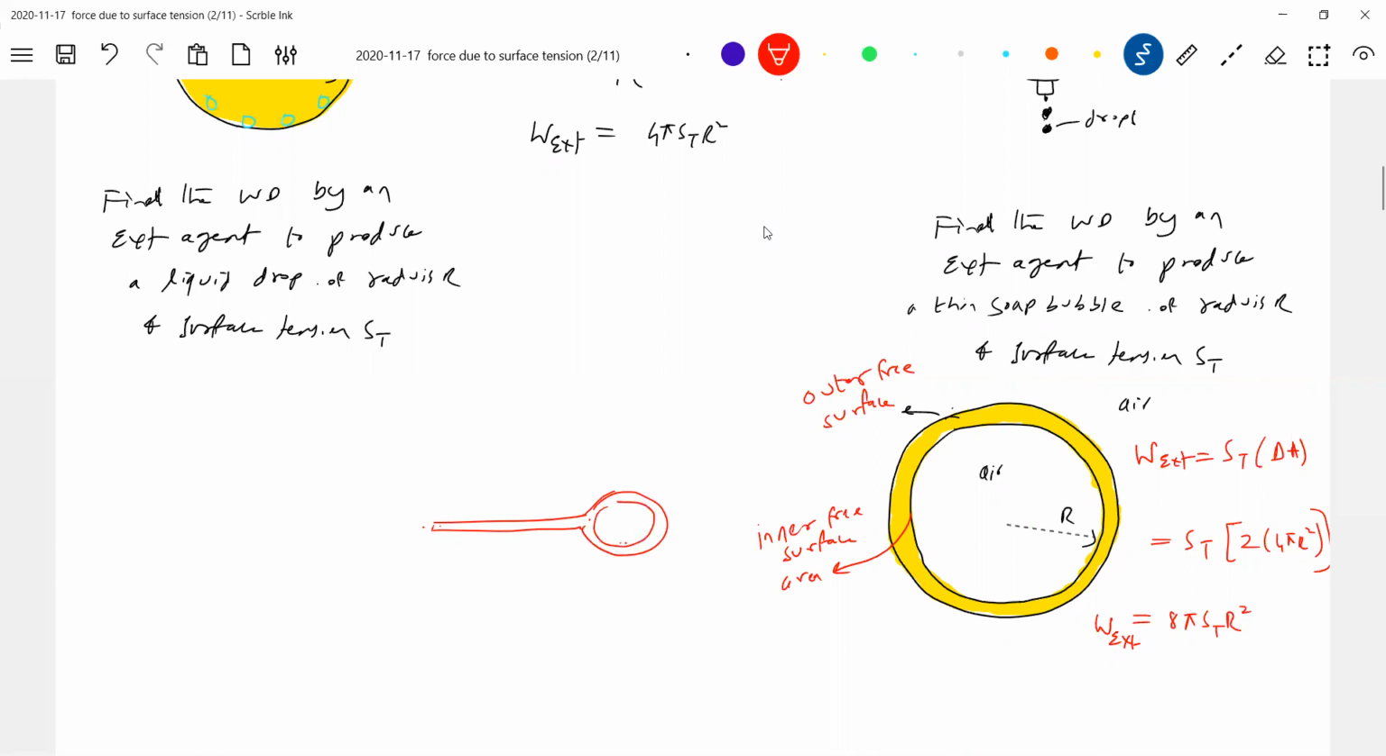Like this, the bubble will be formed. Tell me, will that student do any work to produce that bubble? Yes, he will. How much work is done by him? Surface tension into area. So two areas will be there: the inner free surface and the outer free surface. Therefore, he should construct two surface areas.